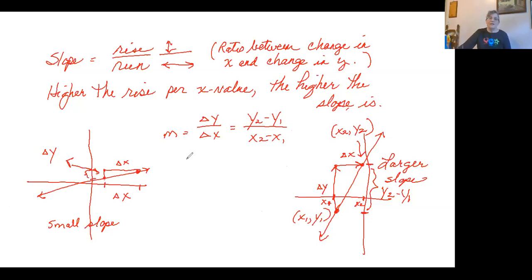It actually doesn't matter which point you use, because if you reverse your subtraction in the top, it'll change the sign. But if you reverse your subtraction in the bottom also, it will change that sign. So just like a negative over a positive is the same as a positive over a negative, they're both negative. It doesn't matter which point you put first. These have to come from the same point, and these have to come from the same point.